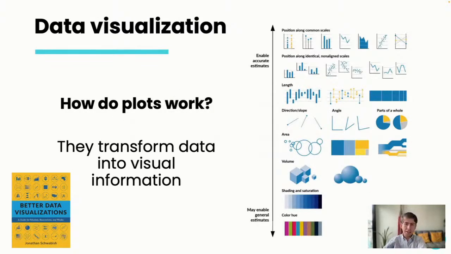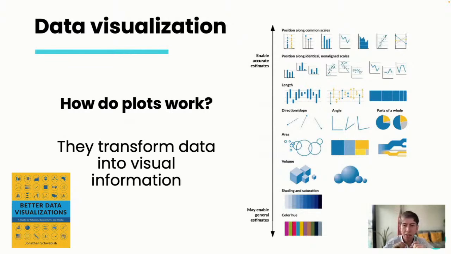So here's the slide that I was talking about regarding visualization that I mentioned before. This comes from a book by Jonathan Schwabish, which is called Better Data Visualization. Basically, again, as I mentioned, plots transform data into visual information. And in the book, Jonathan Schwabish proposes this diagram on the right about many different ways, some more accurate, some less accurate, that a plot communicates information.